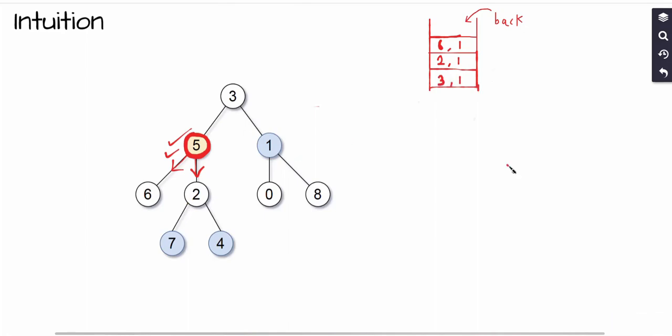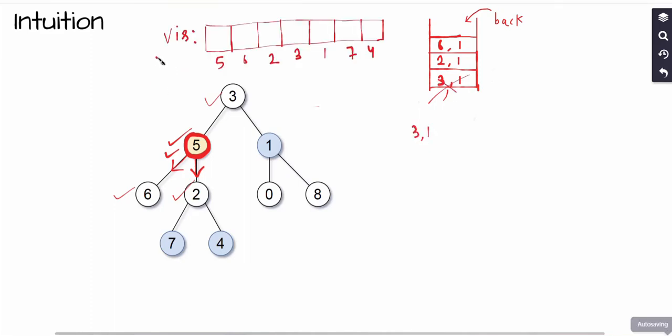Okay, so this is my queue in which I have pushed 6, 2 and 3. Then I process the node 3 and pull it out of the queue. I will also keep a visited array, which will be used to mark the visited nodes. So here I have visited 5, 6, 2 and 3. Then I pull my 3, 1 pair from the queue and go to the adjacent nodes which are not visited, and I see only one such node, which is this one.